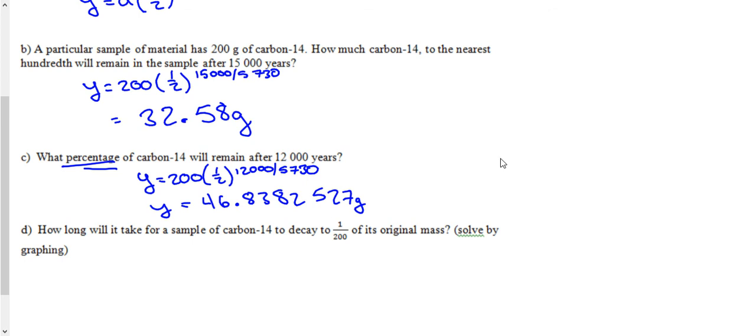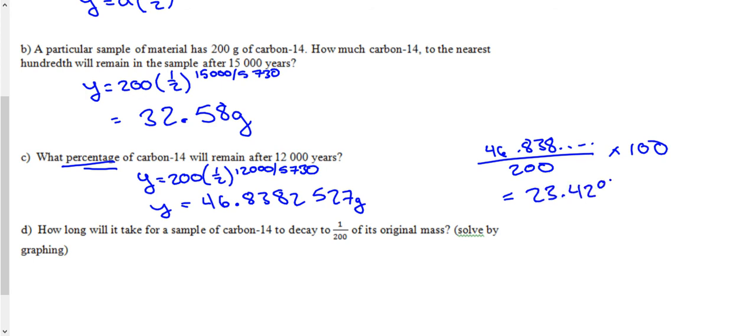To figure out that percentage, all I do is take what's left over, the 46.838 with all those decimals, divide that by our initial amount of 200 grams, multiply that by 100 to get to a decimal, of course, and that's going to get us to 23.42%. So that's our percentage question.